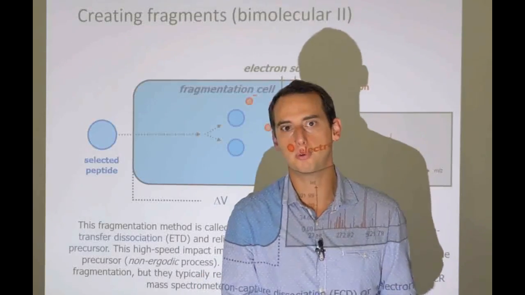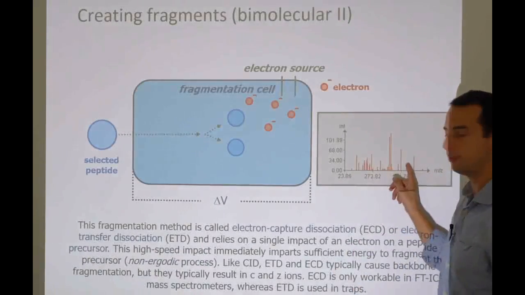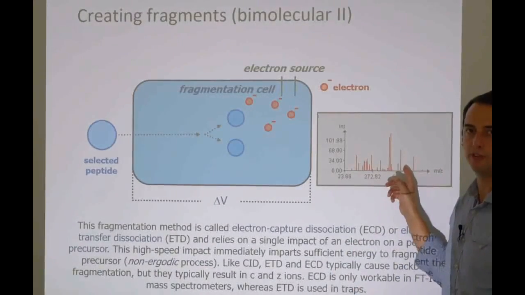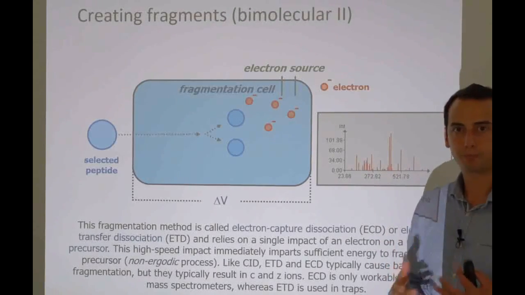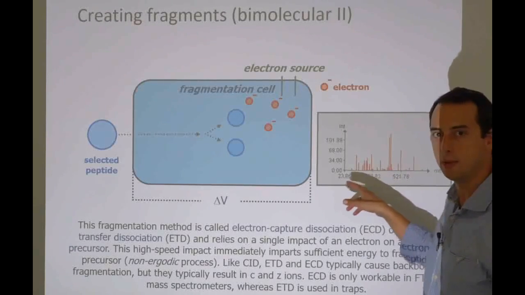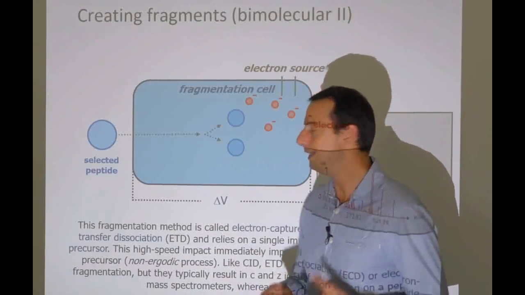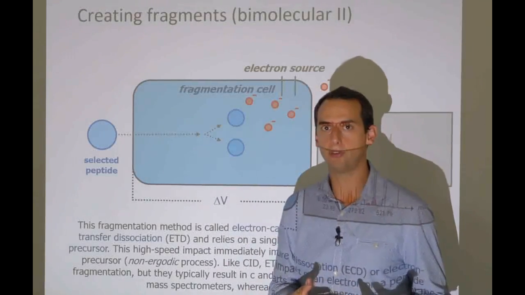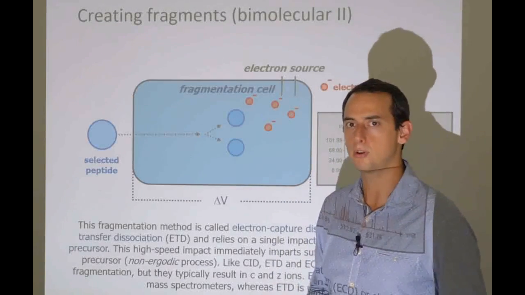It's a non-ergodic process. So while the actual spectrum looks very much the same, in fact, here I'm being facetious, I used exactly the same spectrum, it's indistinguishable at first sight. It has a very different type of fragmentation, because it just so happens that this kind of fragmentation, which is called ETD, electron transfer dissociation, or electron capture dissociation, there are slightly different methods to accomplish the same thing.